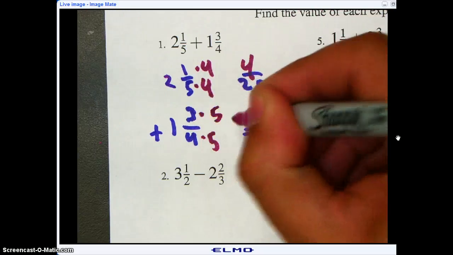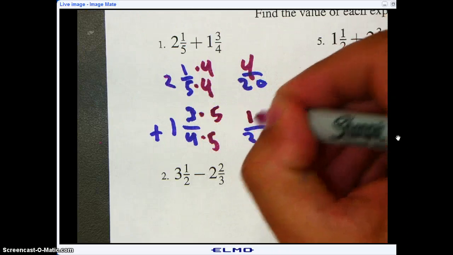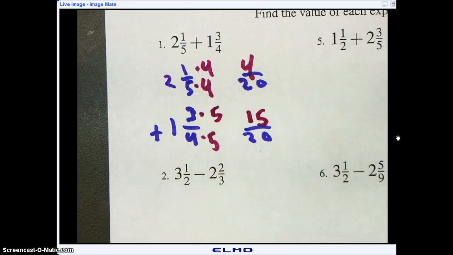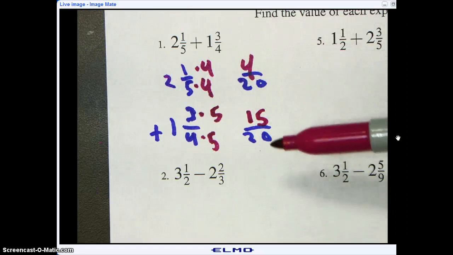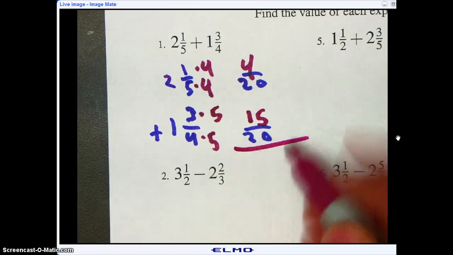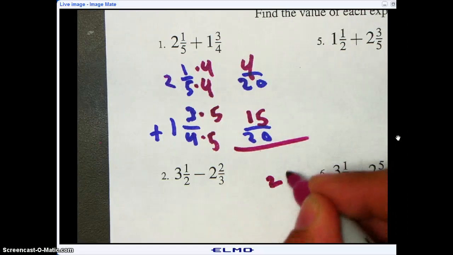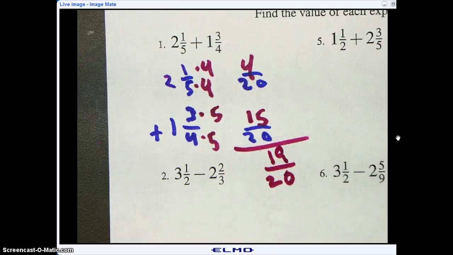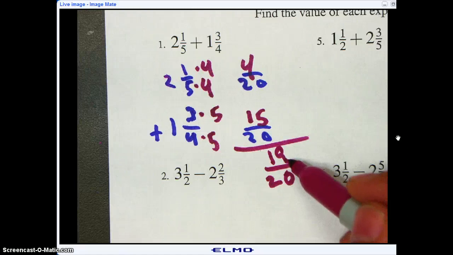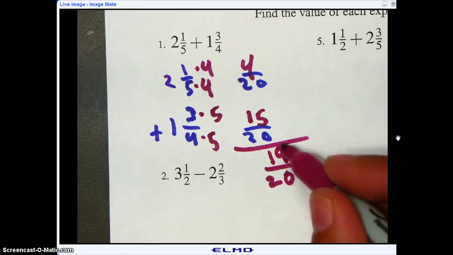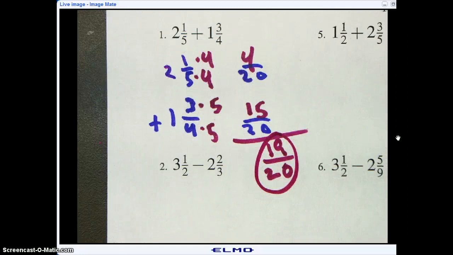All right, 3 times 5 is? 15. That's better, thank you. All right, if I have 4 20ths and I add 15 20ths to that, how many 20ths do I have? 19 20ths. Does that reduce? No. Yes. Because you can divide them both by 2. By 1. No, you cannot. You cannot reduce. We're done. Questions on number 1?